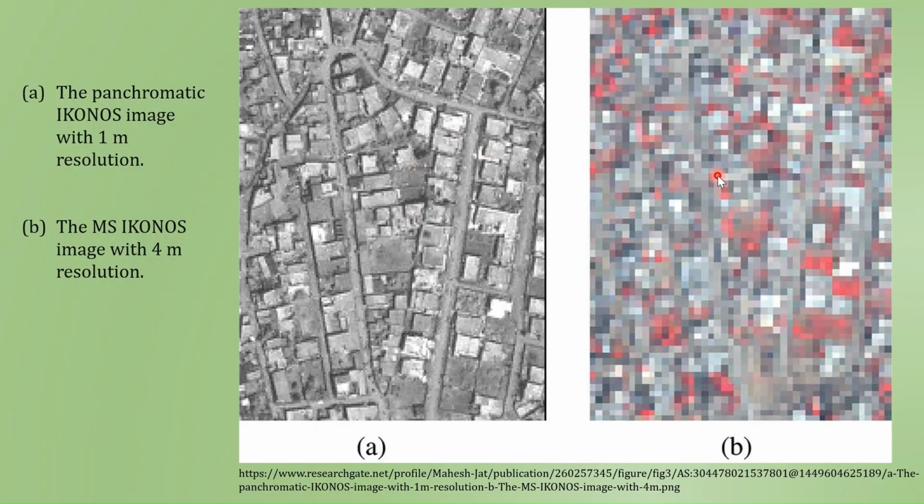Here we have another example of the Ikonos image. One is the panchromatic with 1 meter spatial resolution and another is the multispectral with 4 meter spatial resolution. Here again we can see that the level of information is more in the one which has the high spatial resolution and less pixel size.